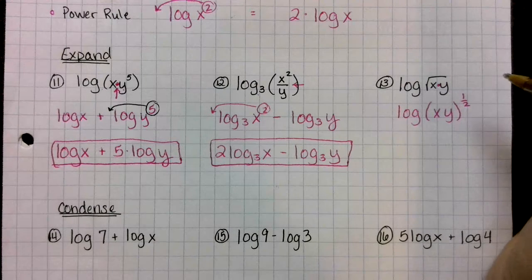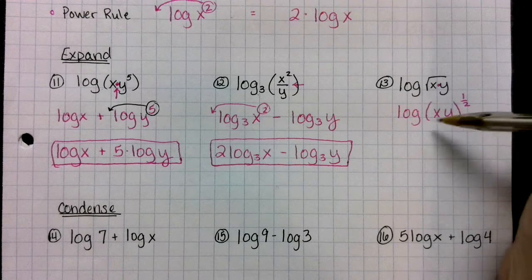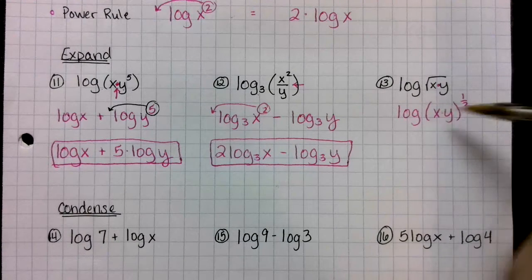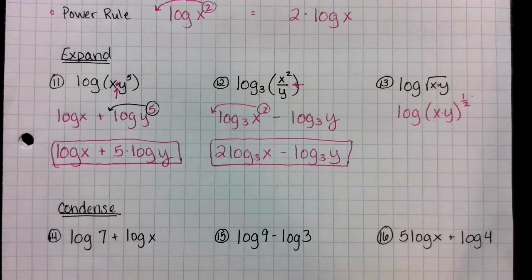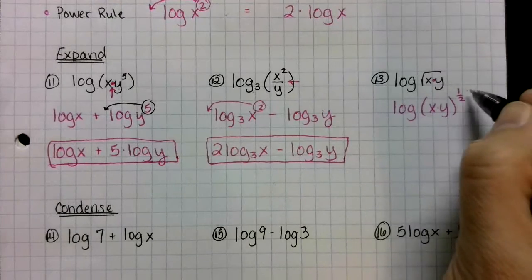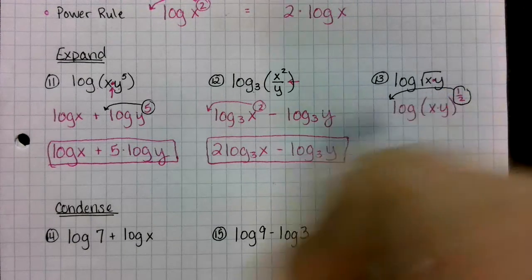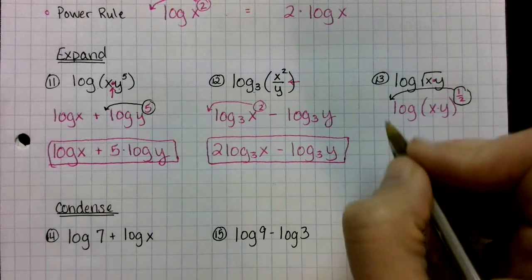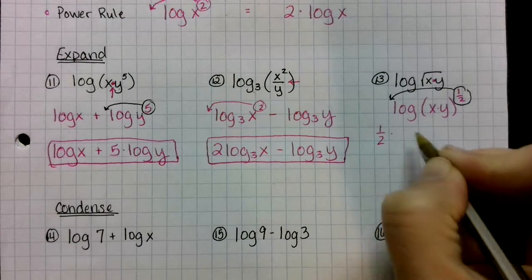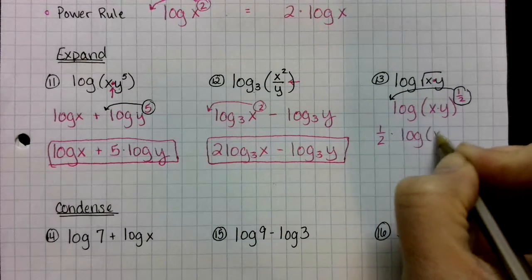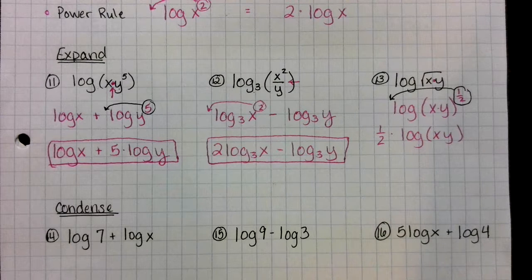So now what I'm going to do, there's actually a couple of ways I can do it. I can go ahead and expand the logs and I can deal with the 1/2 last, or I could use the power rule first and deal with the 1/2 and then expand the logs second. And I think that's the route I'm going to take. So I'm going to move that out to the front. So I'm going to have 1/2 times log of x times y.